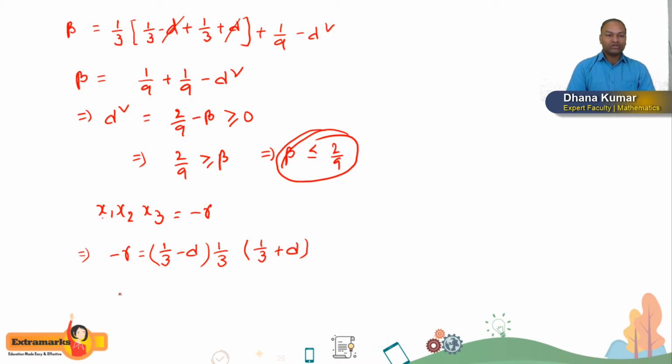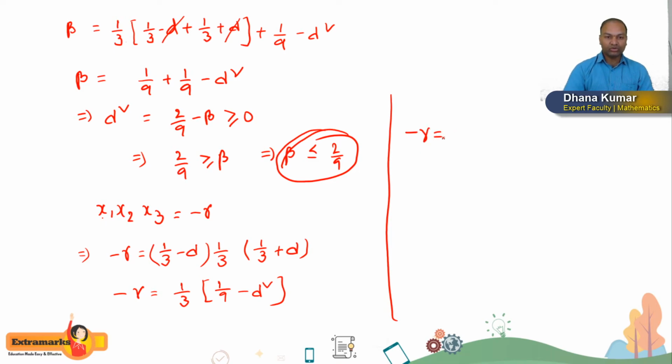Same process. So minus gamma is equal to 1 by 3 into (a minus b) into (a plus b), which is a square minus b square, 1 by 9 minus d square. Okay, so simplification here. You observe this one.